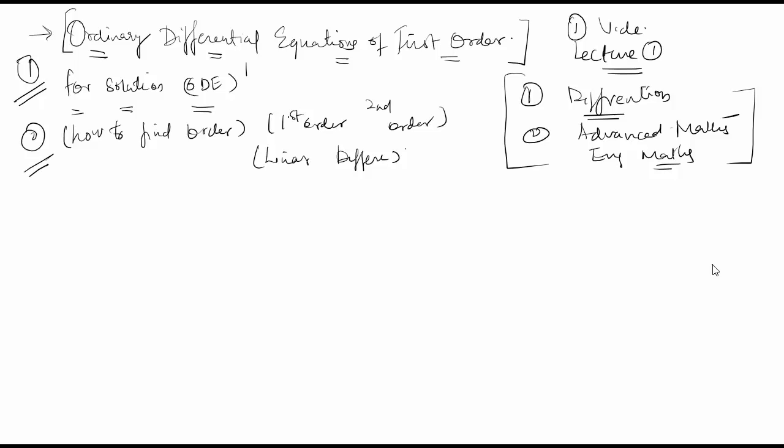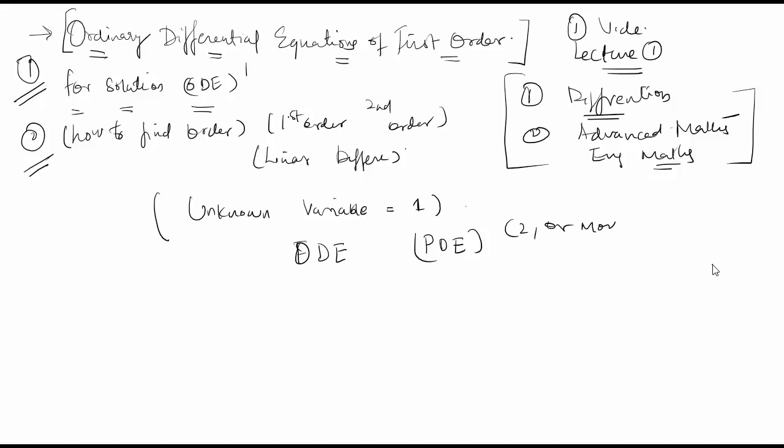So a differential equation in which the unknown variable is single, dealing with only one unknown variable, is known as an ordinary differential equation, unlike the partial differential equation which will deal with two or more unknown variables, while the ordinary differential equations will deal with only one kind of unknown variable.